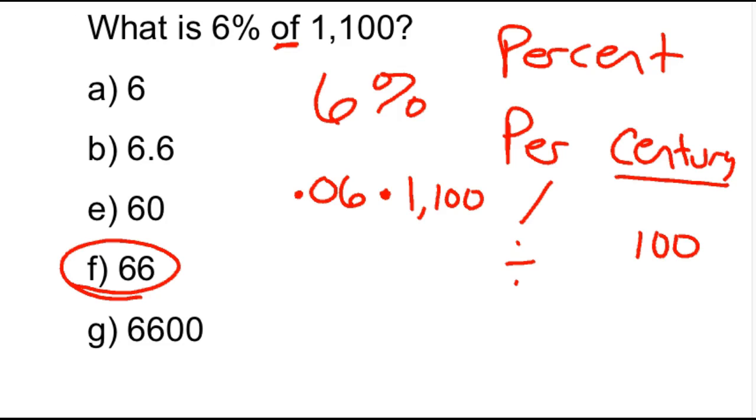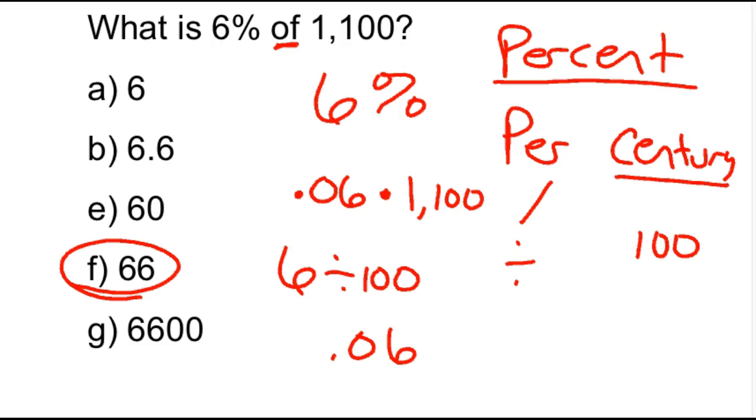And maybe you've never been taught percents as division by 100, but if you take 6 divided by 100, you get the 0.06. You were probably taught to move the decimal left or move the decimal right, and you forgot which direction to move it. If you remember the word percent means per century, you will always get that right. So 6 divided by 100.